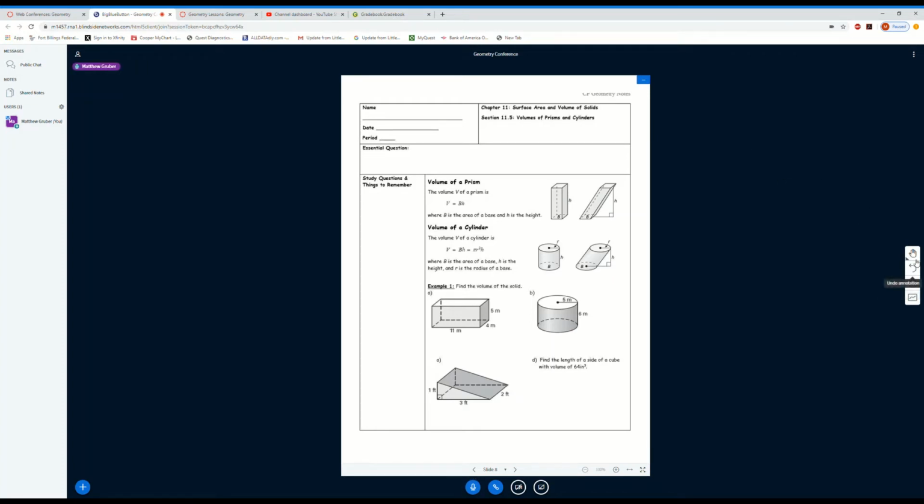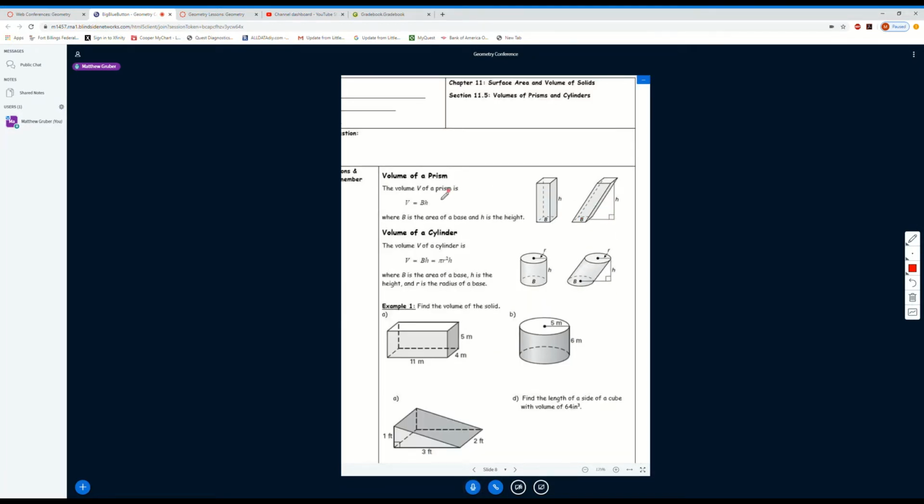Sections 11.5 and 11.6. We are again doing an abbreviated version of these sections. First things first, let's talk about how to find the volume of a prism. So the volume of a prism equals B times H, where B is the area of the base and H is the height of the figure.